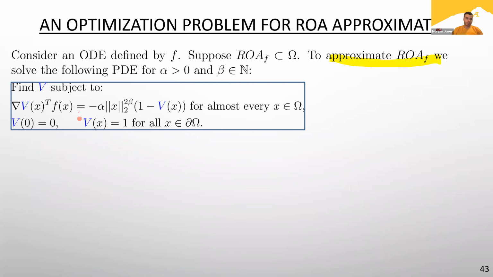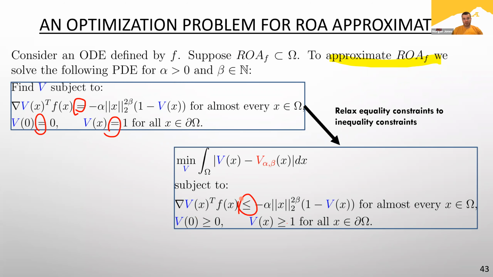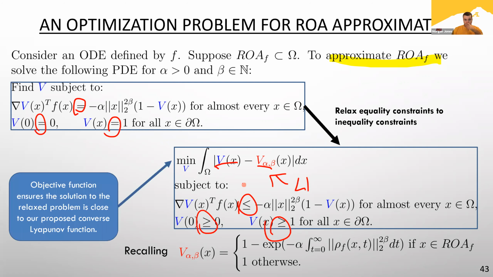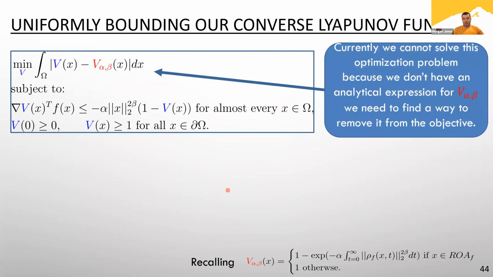But it's hard to solve PDEs. So we change these equality signs to inequality signs and relax the problem, and also add an objective of the L1 norm between our converse Lyapunov function that's given as this form and our decision variable. So here's our optimization problem, and there's our converse Lyapunov function. Currently, we can't solve this problem again because the objective function involves an unknown function.